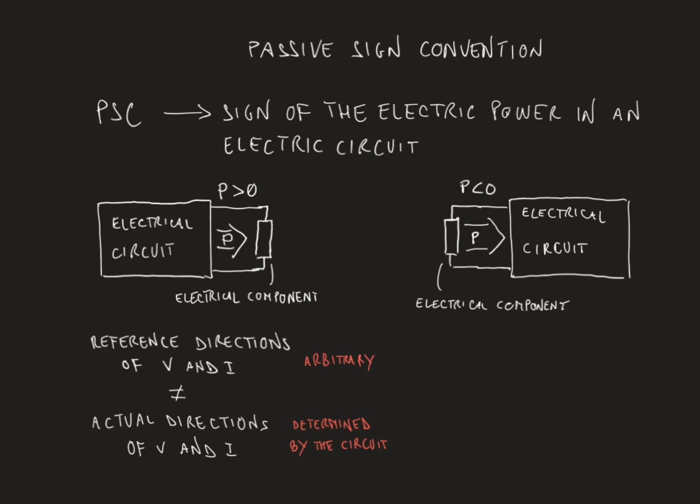Since we know that the power P is equal to the current times the voltage, by arbitrarily choosing the sign convention, we arbitrarily choose the relation between the current and the voltage, which provides a positive or a negative product, or a positive or negative power.